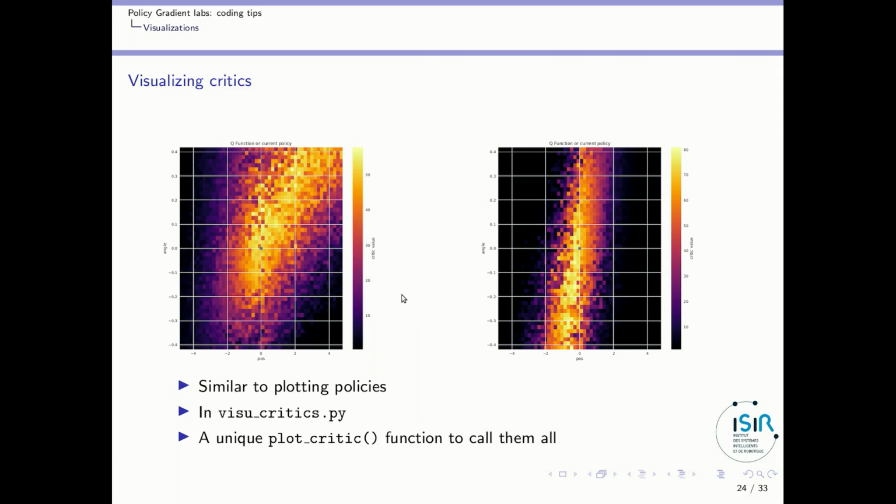There is exactly the same kind of thing with visualizing critics. So this time what you see is the value of doing a particular action in a particular state. Again, that's cart pole. That's in visu critics, and again you have a unique plot critic function to call all the different visualization functions depending on the dimensionality of the state.